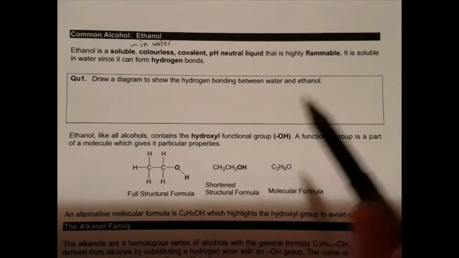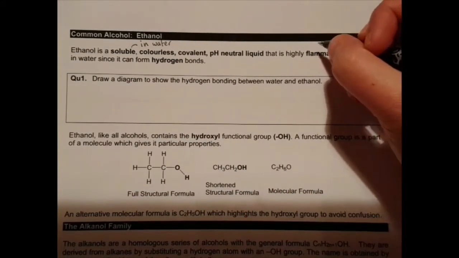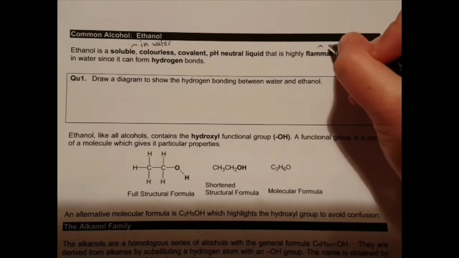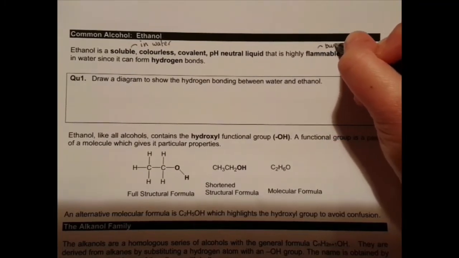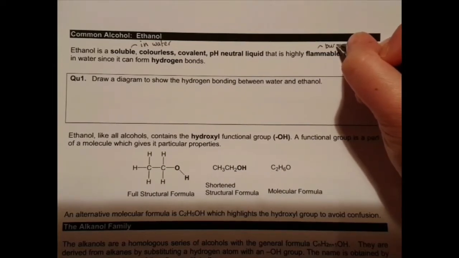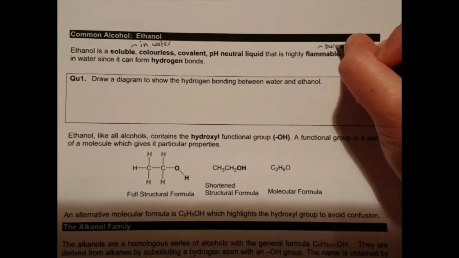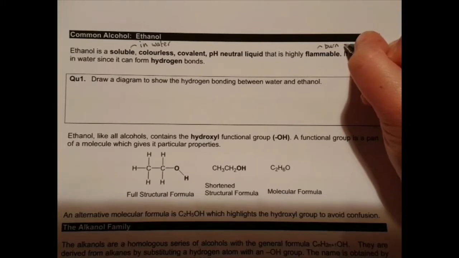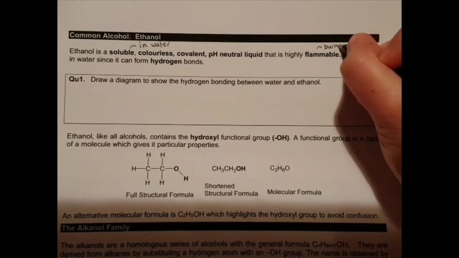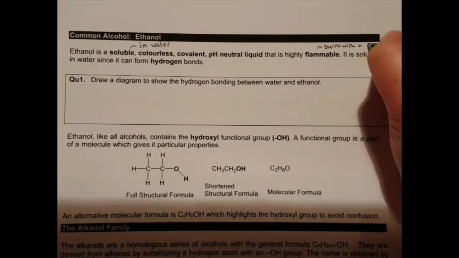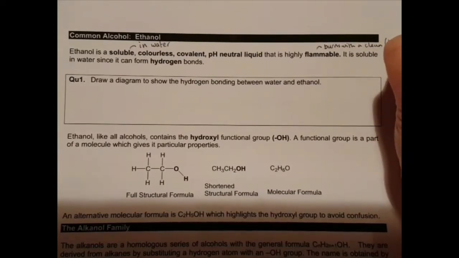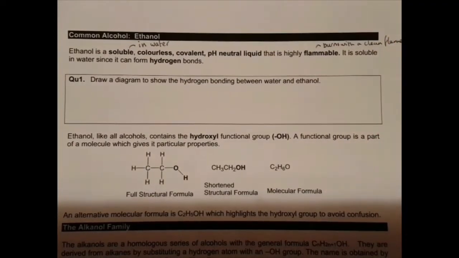It's also highly flammable, so you might have this tradition in your family at Christmas, but you can pour some strong liquor such as a brandy over a Christmas pudding and then set it on fire, and alcohol burns with a nice clean flame. That means that your Christmas pudding doesn't end up all sooty.